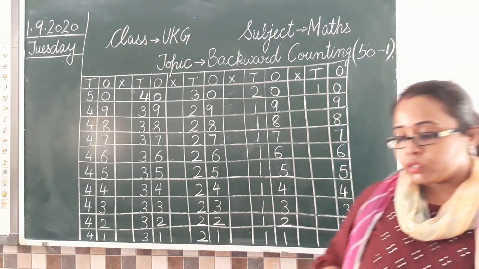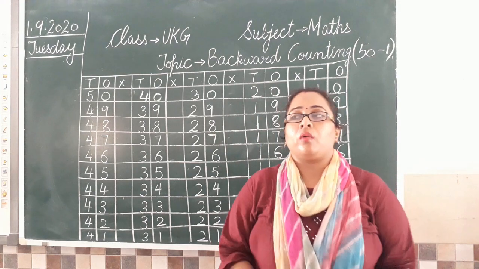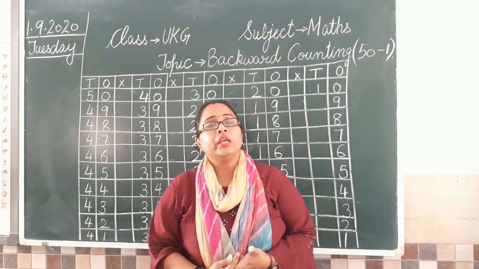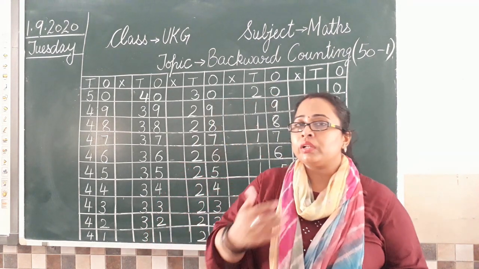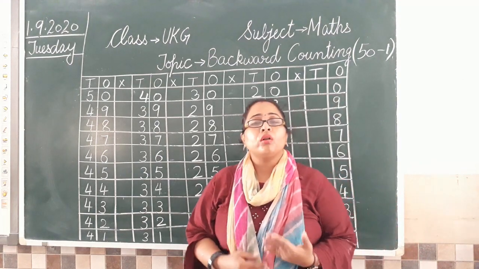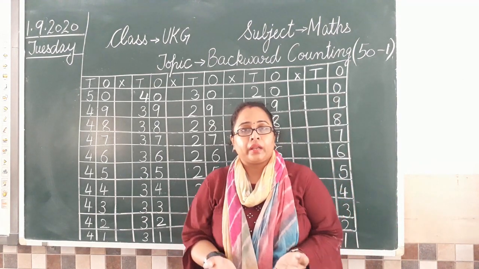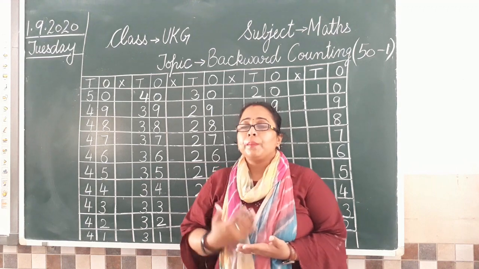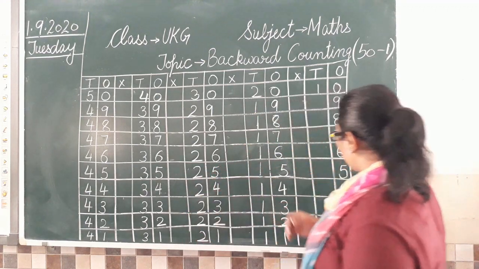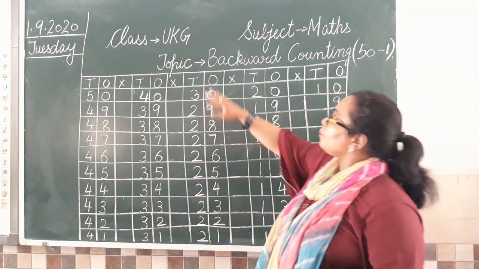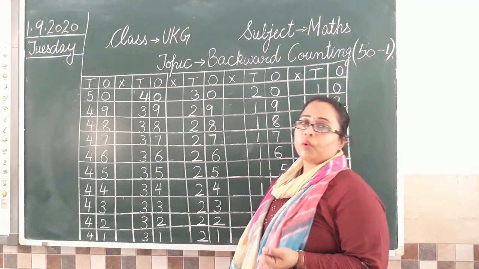Clear everyone? So this is how we write our backward counting. Now during your ASLs, that is, the oral exams, ma'am might also ask you to speak backward counting. So how will you say it? For example, ma'am told you to speak counting from 40 to 21.